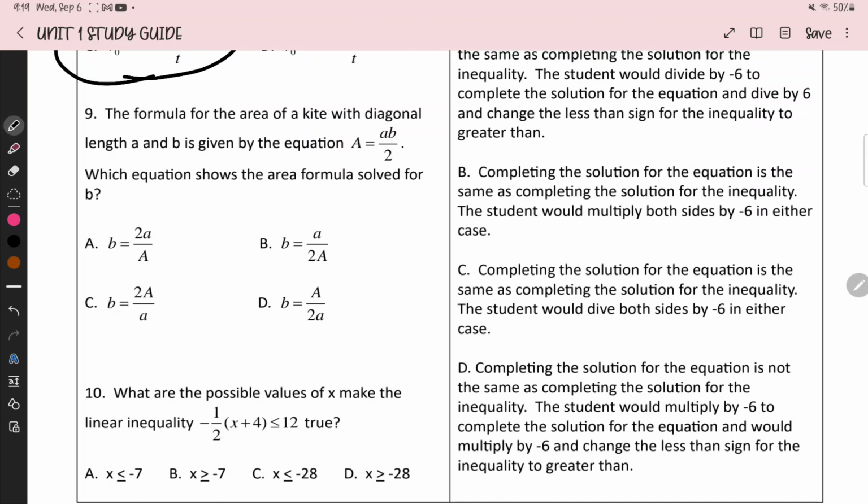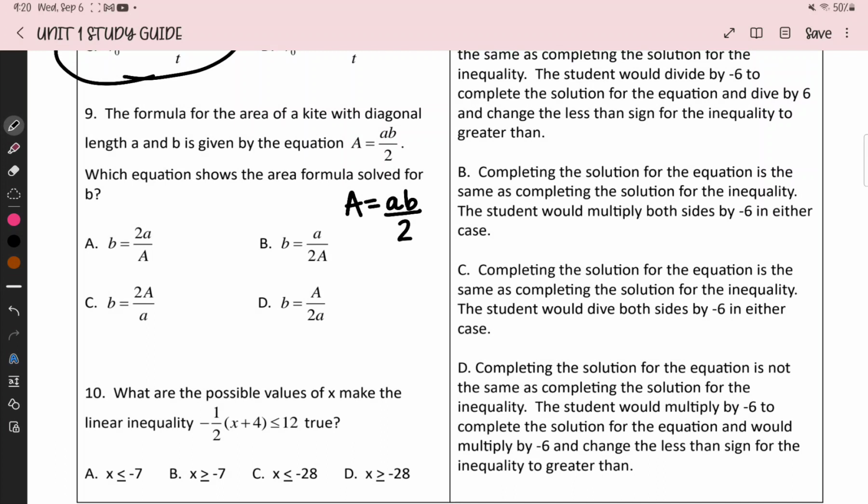The formula for the area of a kite with a diagonal length A and B is given by this equation. Which equation? Alright, so we've got the area formula here, which is A equals AB over 2, which I know is confusing because both these A's are capital and lowercase, but just keep them as they are.